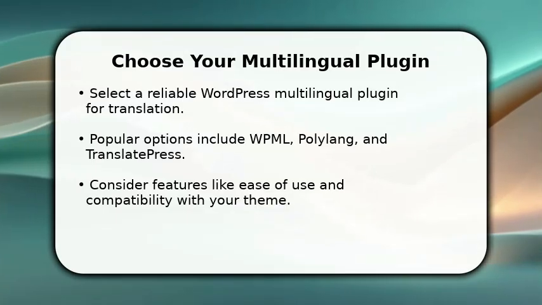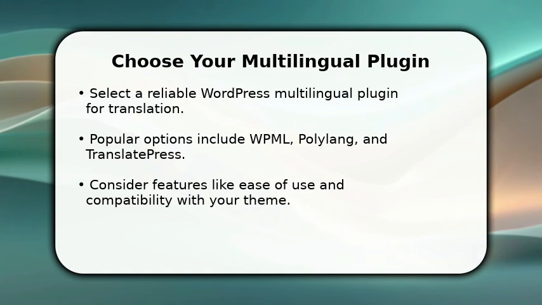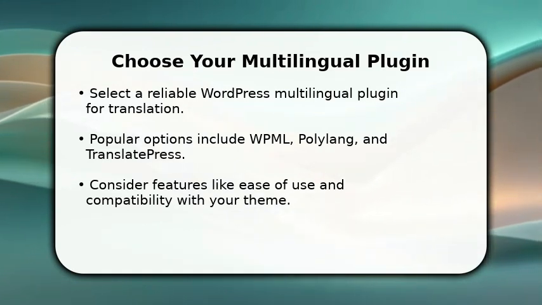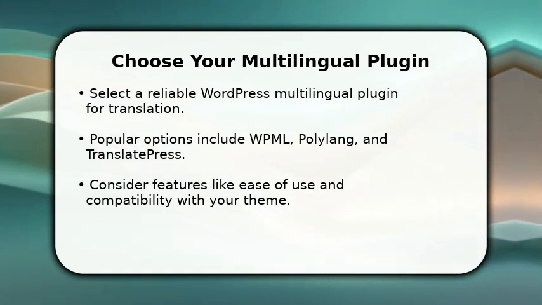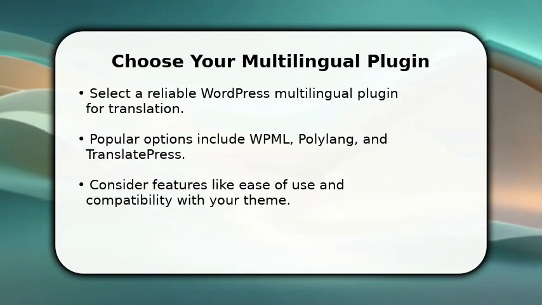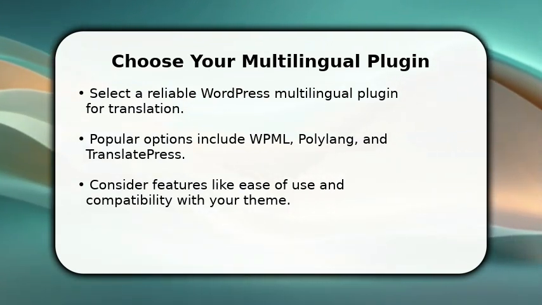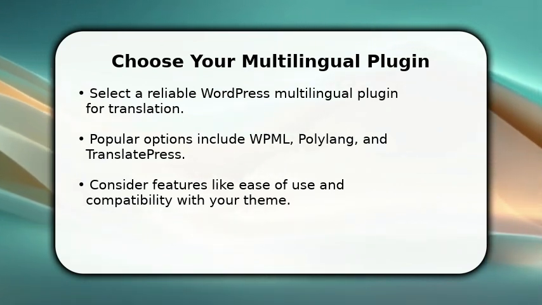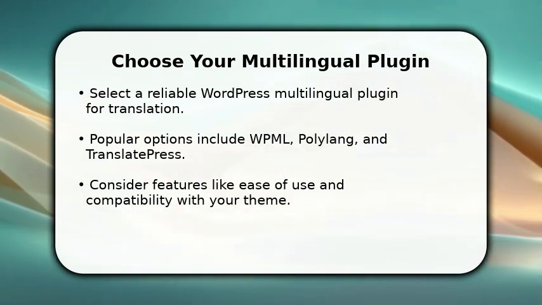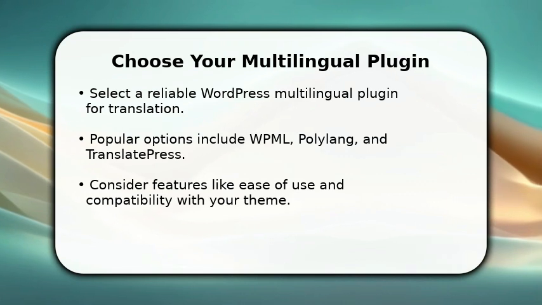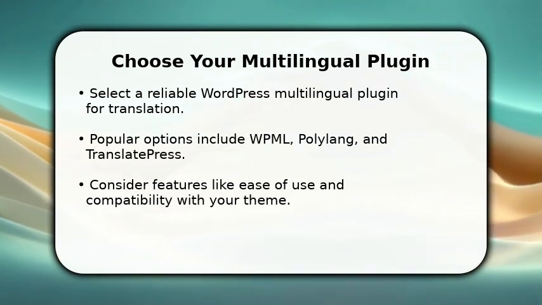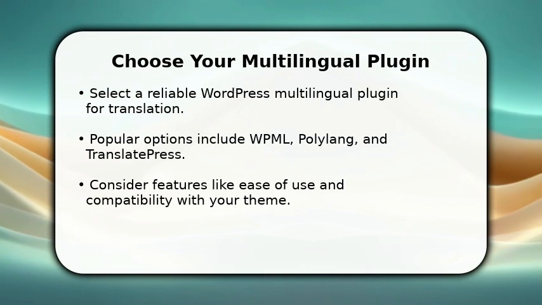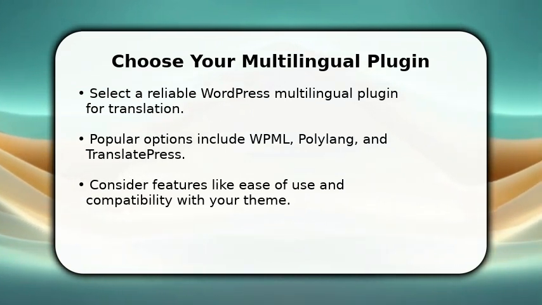In this video, I will explain how to make your WordPress website multilingual. First, you'll need to choose a robust multilingual plugin. Options like WPML, Polylang, or TranslatePress are excellent starting points. Think about what features are most important for your site, such as ease of use and compatibility with your current theme and other plugins. Making the right choice here sets a strong foundation for your translation efforts.